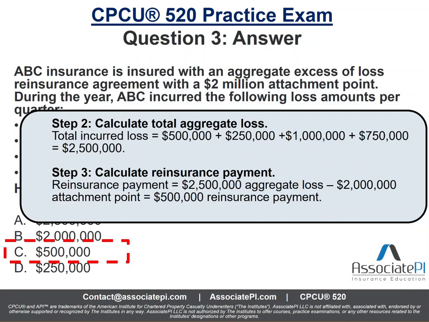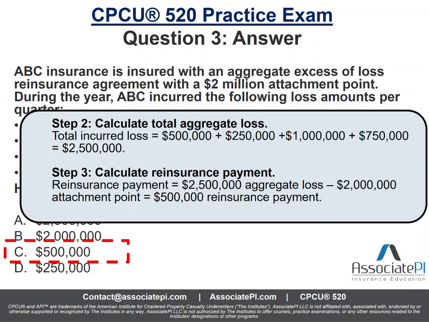Now that we know what the agreement is, we can calculate it. So step 2, we know that it's based on the aggregate total incurred losses for the primary insurance company. So we add up all of the incurred losses for each quarter. Adding up each quarter, we get a total incurred aggregate loss amount of $2,500,000.